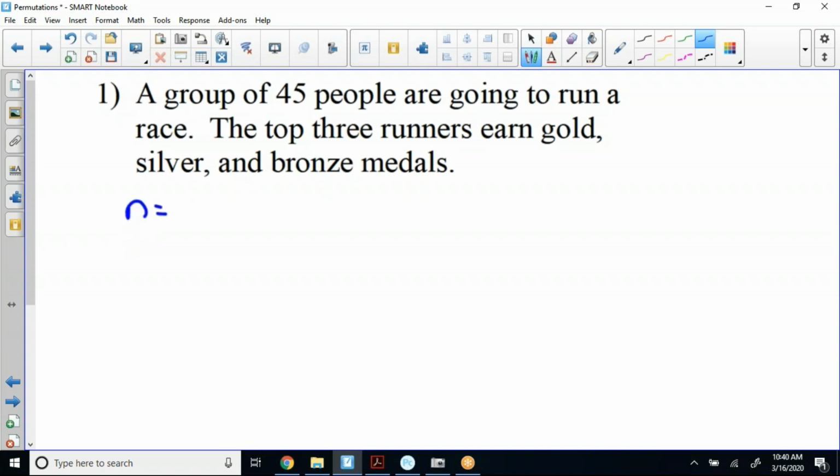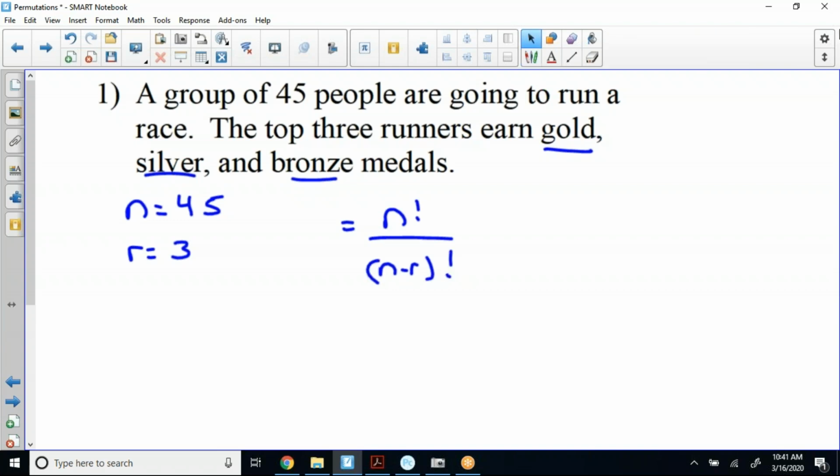Make sure that you are with this. n is the total amount of people, right? And then r would be what? Gold, silver, and what? Bronze. It's kind of like first, second, and third, right? So remember that permutations is equal to n factorial over n minus r factorial. So take about a minute, make sure about 30 seconds, and let's see if you can do this one, okay?